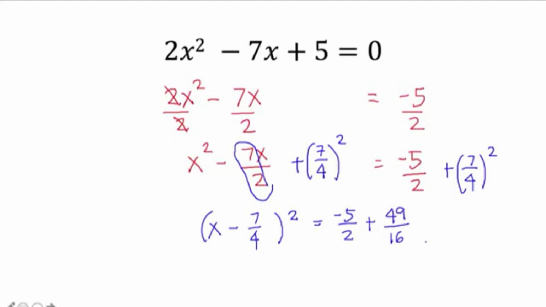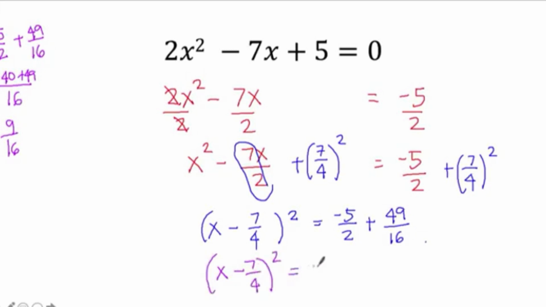We have negative 5 over 2 plus 49 over 16. The least common denominator is 16, so 16 divided by 2 is 8 times negative 5 is negative 40. 16 divided by 16 is 1 times 49 is 49. So we got 9 over 16. So this part is 9 over 16. What we have now is x minus 7 over 4 squared equals 9 over 16.